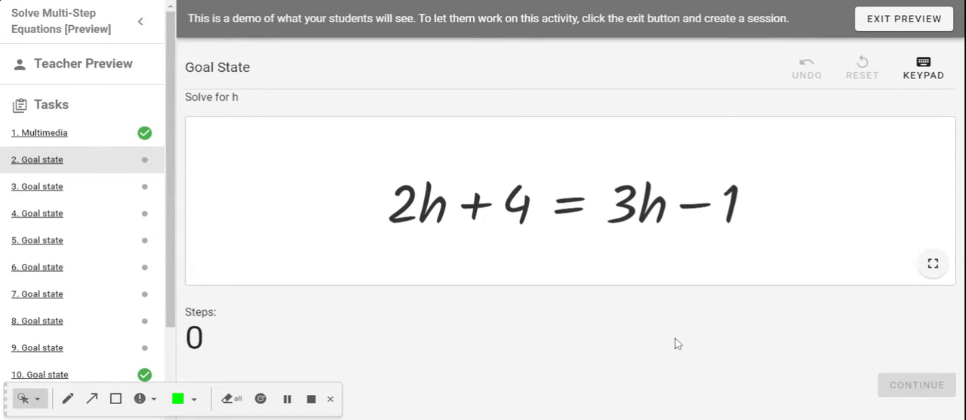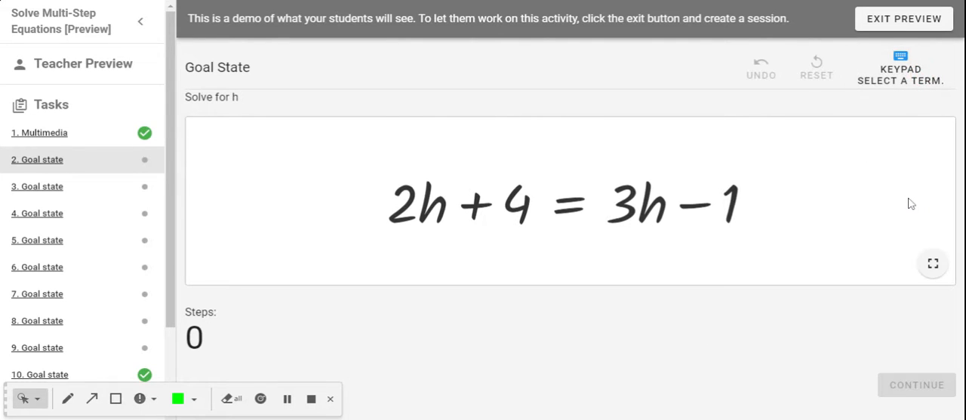So you'll notice we have this equation 2h plus 4 equals 3h minus 1. And what we would like to do is to ensure that we have the h terms isolated to one side of the equation. And then the constants, the 4 and the negative 1, they too have to be on one side of the equation.